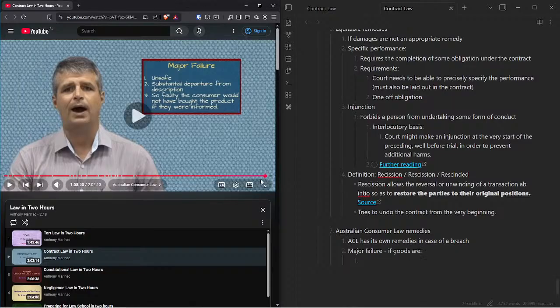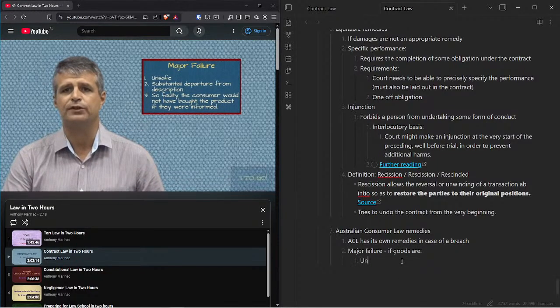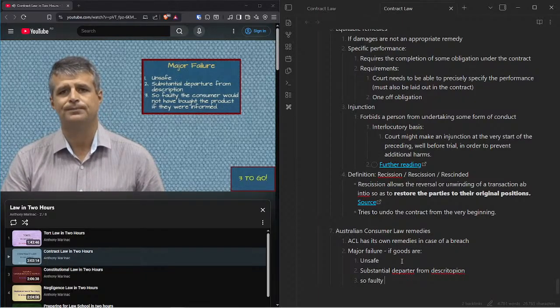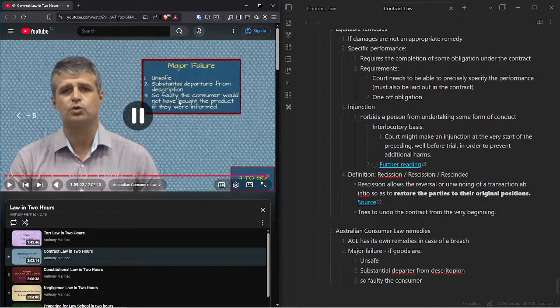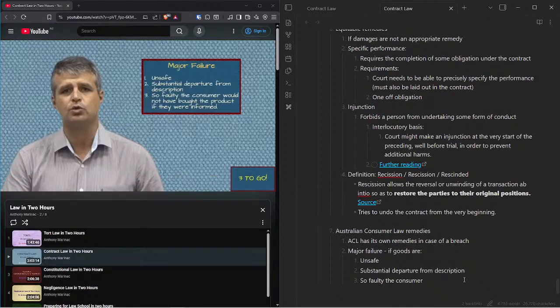Goods are substantially different from the description which was initially promised, or if there is a failure so substantial that the consumer wouldn't have purchased the goods or services if they'd known of the failure.